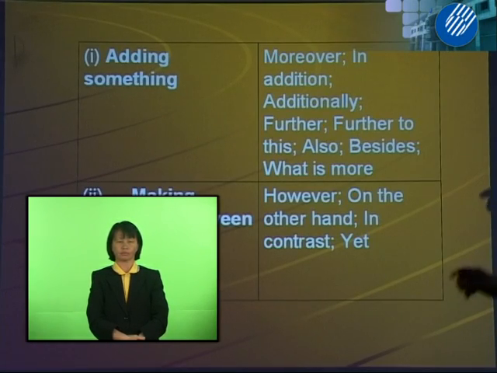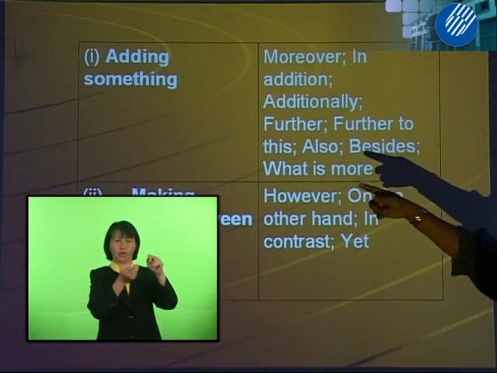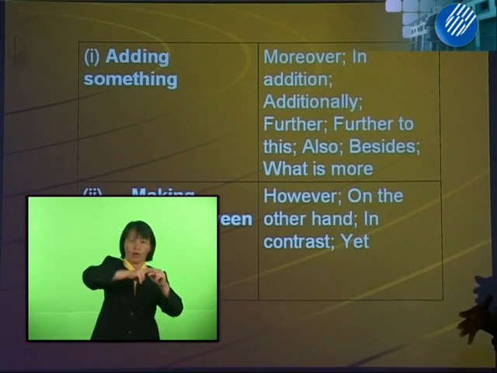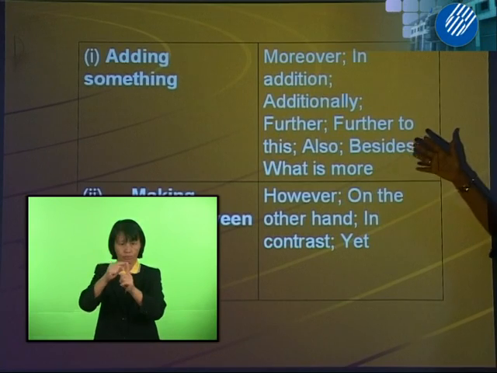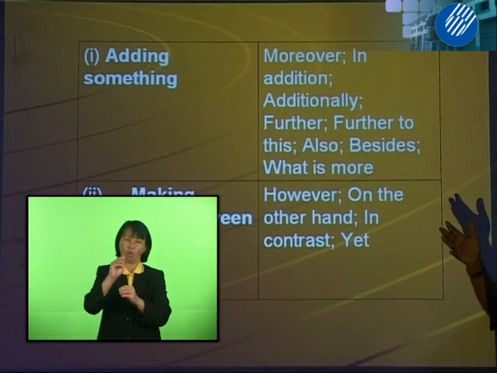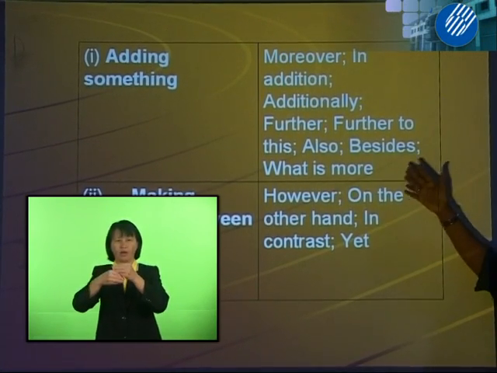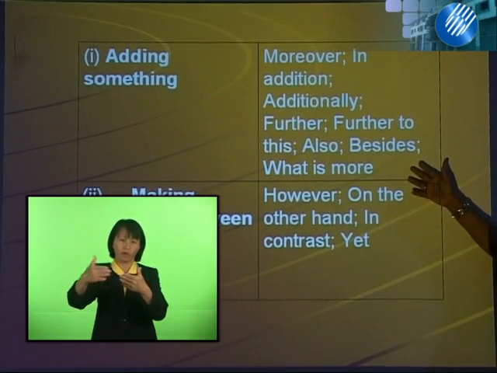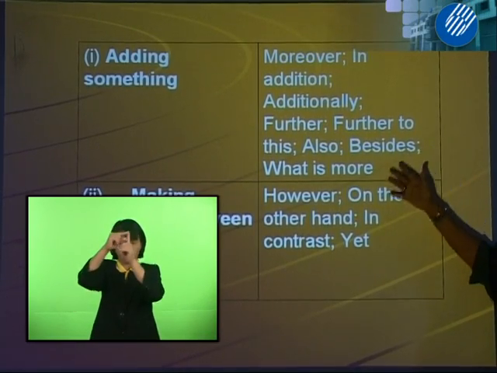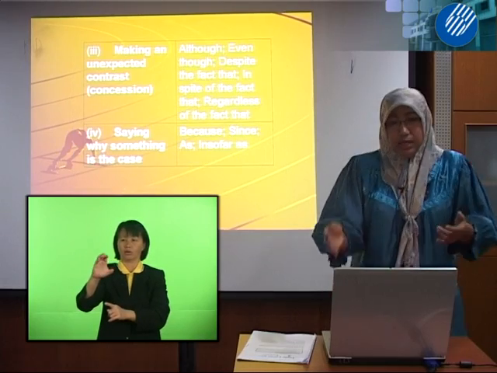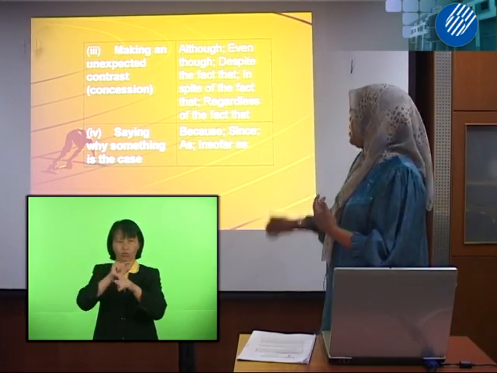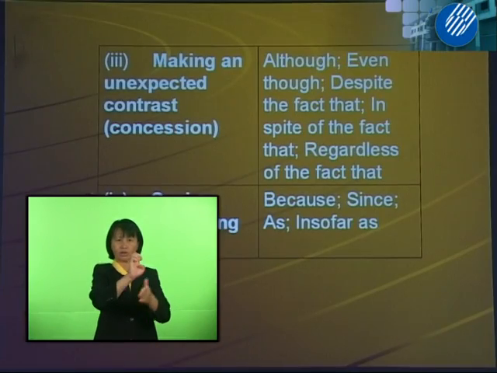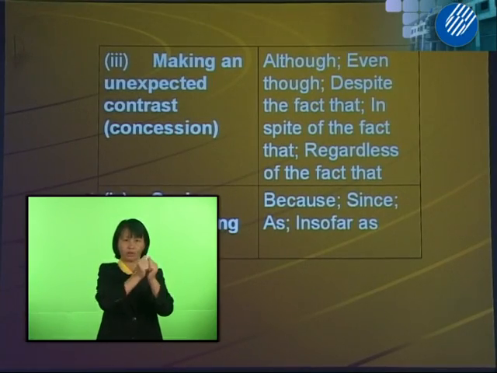Let's look at the first one, adding something. If you want to add something, you have to use these types of discourse markers. For example, moreover, in addition, additionally, further, furthermore. So, these discourse markers are used in the initial part of the sentence. That means you begin the sentence with these types of discourse markers.